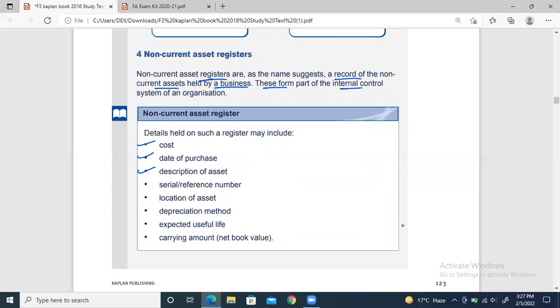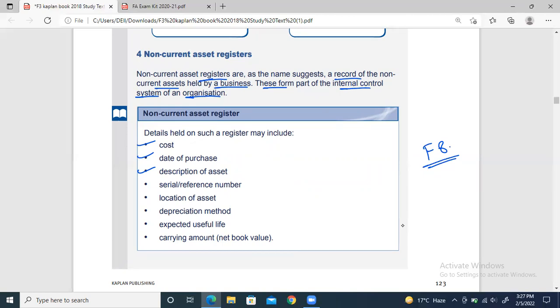These form part of the internal control system of an organization. So you have heard many companies, like all of the companies, have a legal requirement of audit, right? So they are making financial statements first, right? The accountant makes it. And after that, every year at the end of 12 months, they are being audited as well. This you will study in detail in paper F8 of ACCA. This is called the audit and assurance exam.